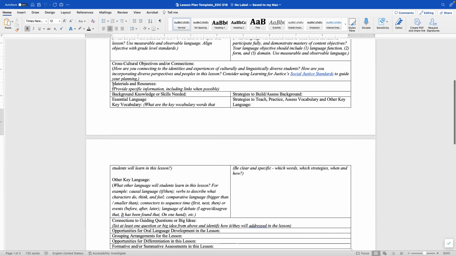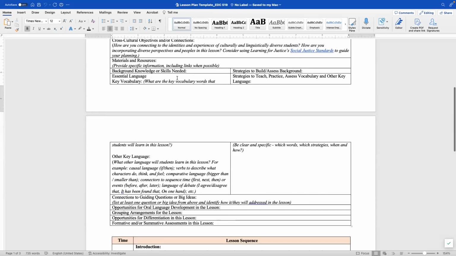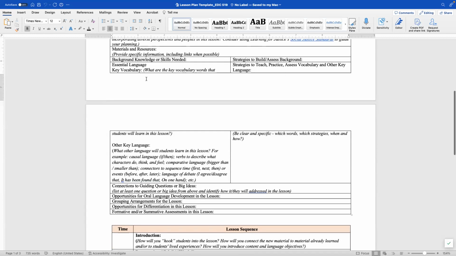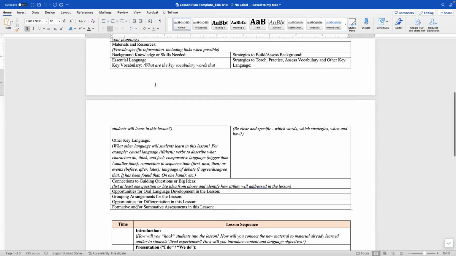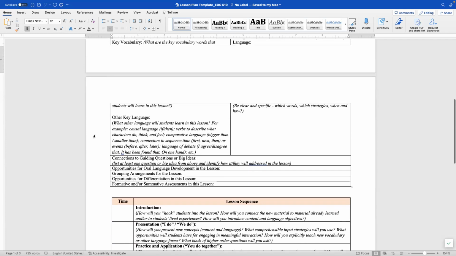So from there, we move into materials and resources. Please be specific. The background knowledge or skills that students need and the ways that you're going to be building or assessing that background knowledge. The language that you'll be focusing on. And here we importantly say not just vocabulary, which is important, but also any other key language. So for example, causal language, like learning the if-then structure.